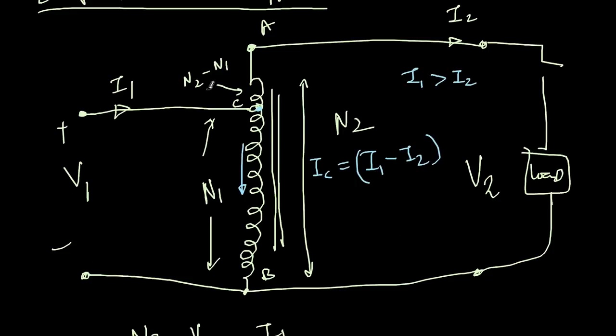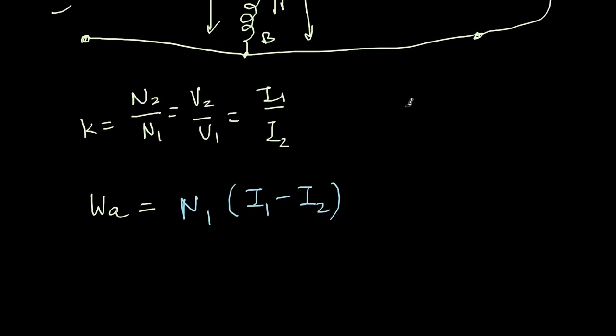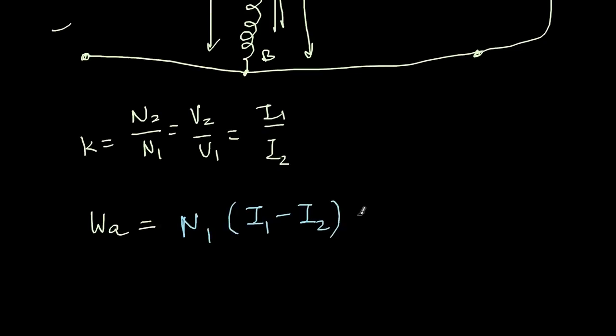So therefore, what are the ampere turns? So here the current is I2. So I2 multiplied by N2 minus N1, and then this current I1 minus I2 multiplied by N1 is the total ampere turns. So N1 multiplied by I1 minus I2, and then we have I2 multiplied by N2 minus N1.